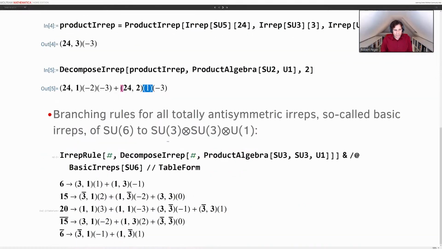This here is an example of branching rules for all totally antisymmetric IRAPs, which are also called basic IRAPs, of SU6 to SU3 cross SU3 cross U1 in table form. I use the LieART command IRAP rule, which gives you this nice looking way of describing the branching rule, which is the usual way it is displayed in textbooks.